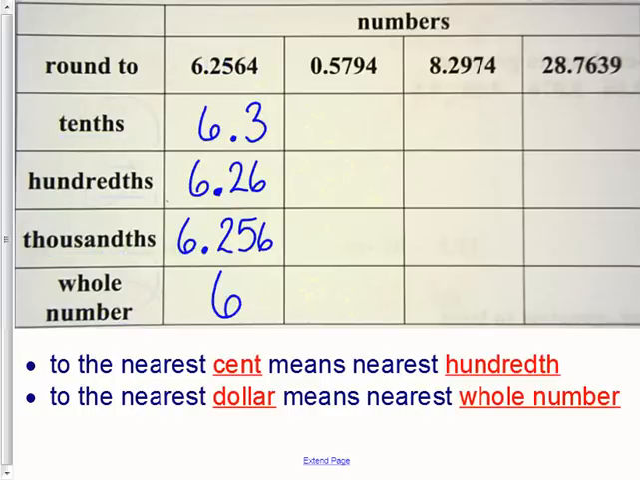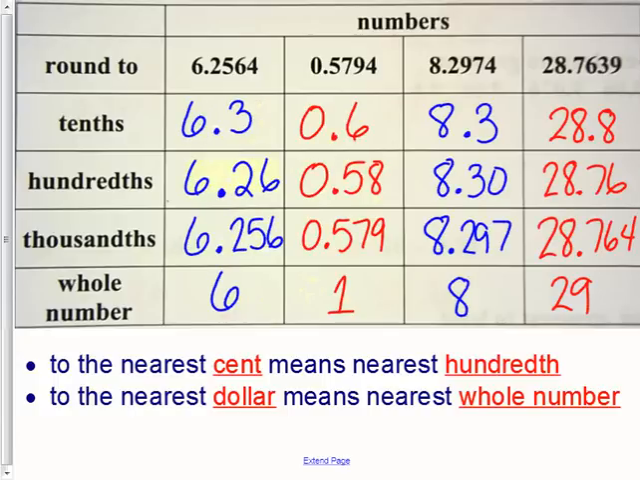Take a moment now to finish the rest of the chart, and then after you're done with that, play the rest of the video and check your answers. Okay, and here are the answers to the rest of those rounding problems.